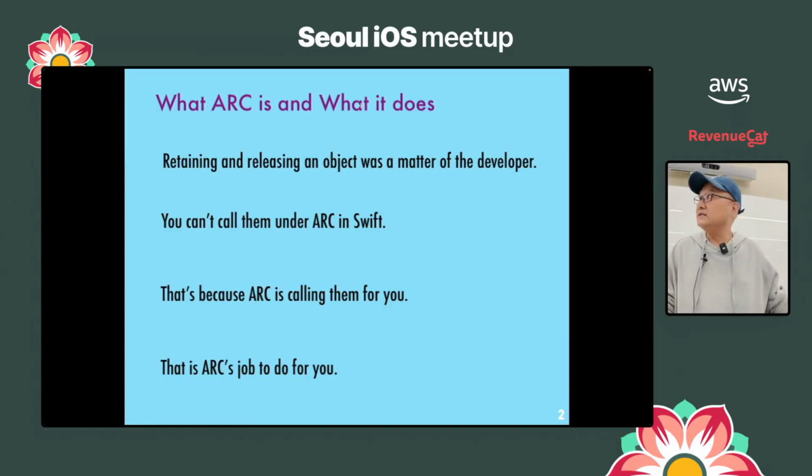What ARC is and what it does. Retaining and releasing an object used to be a matter for the developer. You can't call retain or release under ARC in Swift. That's because ARC is calling retain or release for you. That is ARC's job to do for you.